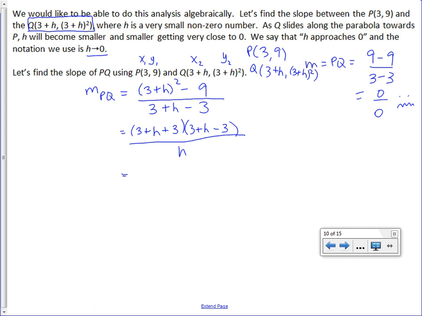Let's simplify each factor in the numerator. 3 plus h plus 3 is really 6 plus h. And what's 3 plus h minus 3 really? h. Over h. It's factored in the numerator, so I can cancel out this h. Why is it just over h? Because I just reduced this. So I get that the slope from P to Q is 6 plus h. It makes sense that my answer has h in it because one of my points had h in it.